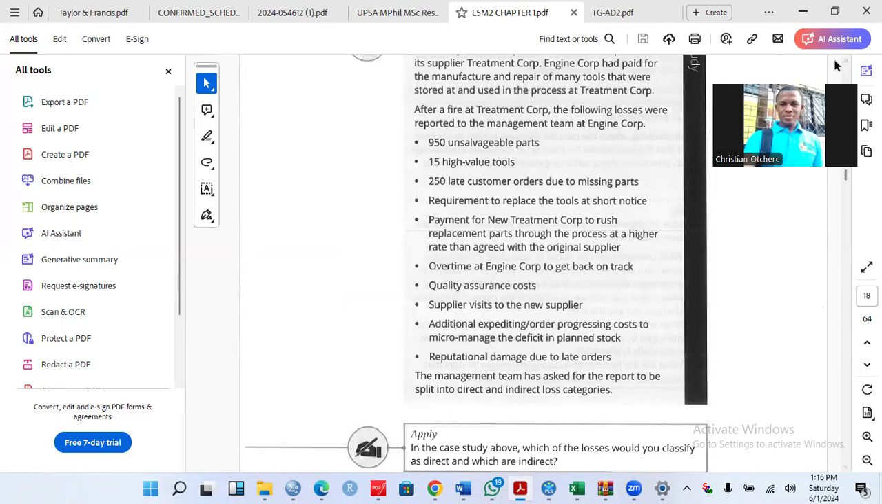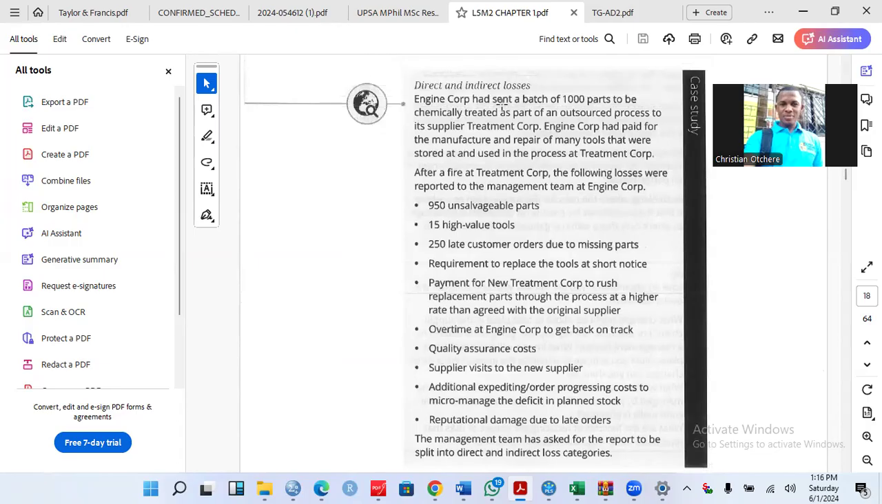Now, let's read it again. Engine Corp had sent a batch of 1,000 parts to be chemically treated as part of an outsourced process to its supplier Treatment Corp. Engine Corp had paid for the manufacture and repair of many tools that were stored at and used in the process at Treatment Corp. Now, after a fire at Treatment Corp, the following losses were reported to the management team at Engine Corp. Now, you are looking at it from a legal point of view. Okay, that's a legal argument.